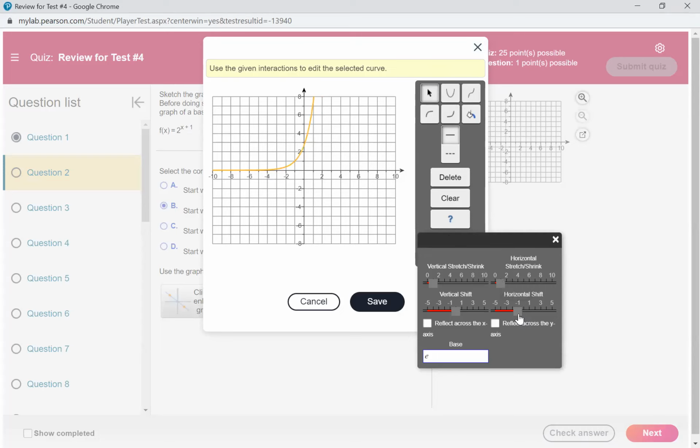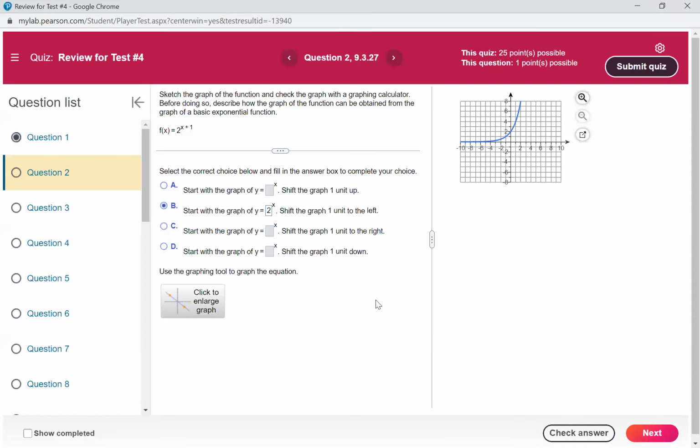And y'all remember the most important thing down here where it says base on the bottom, you got to change that from an E to match the base of your graph. Mine had a base of 2, so I got to put that 2 in there, okay? You got to change that base for sure. And y'all, that's our only move, so we save that.